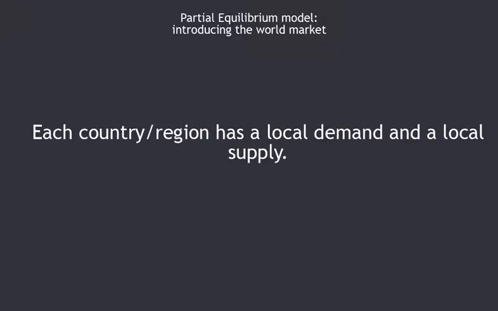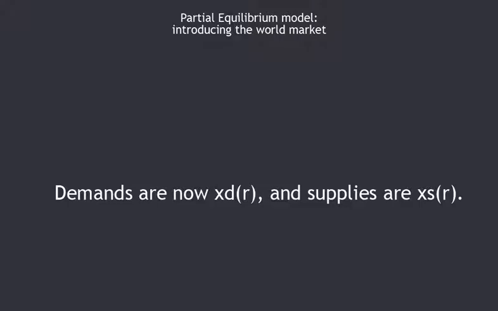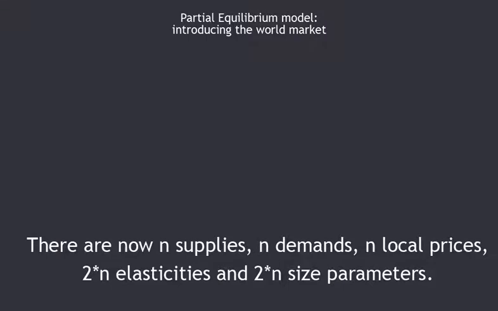And so each country or region has a local demand and a local supply. And so with this set, it's very powerful because we can now have n demands with only one notation, which is xdr, and n supplies called xsr. So we've got n supplies, n demands. We also have n local prices. So this is prices within each country.